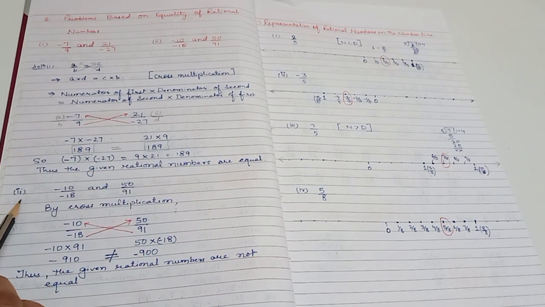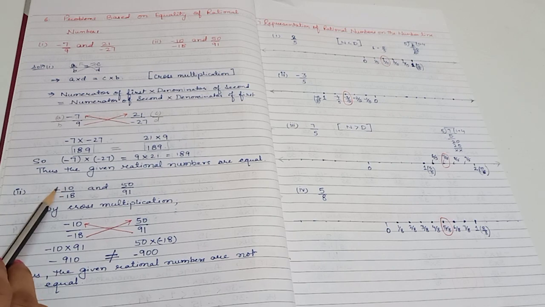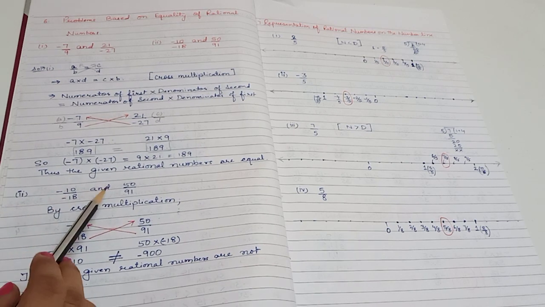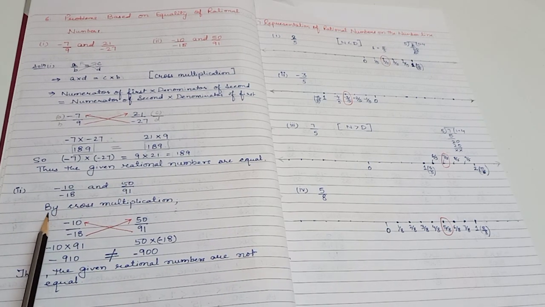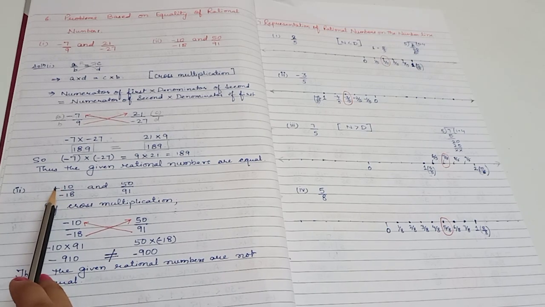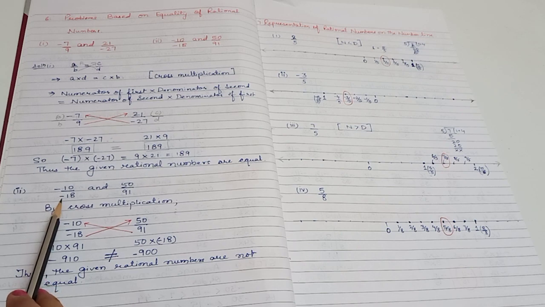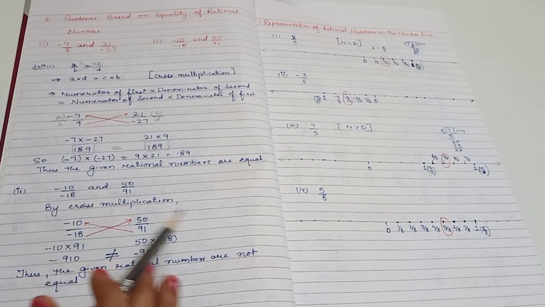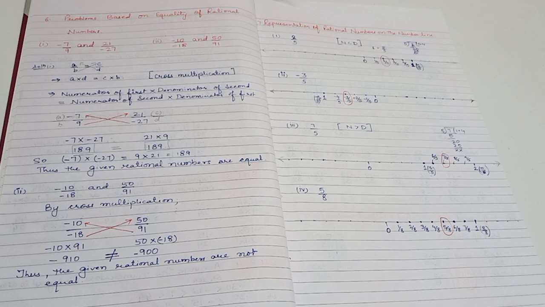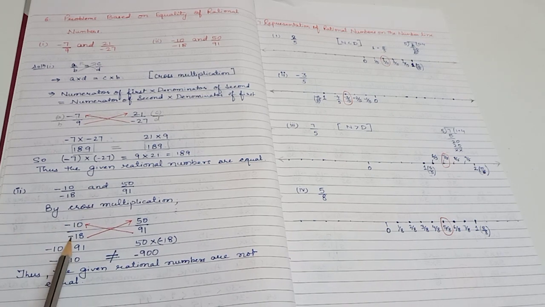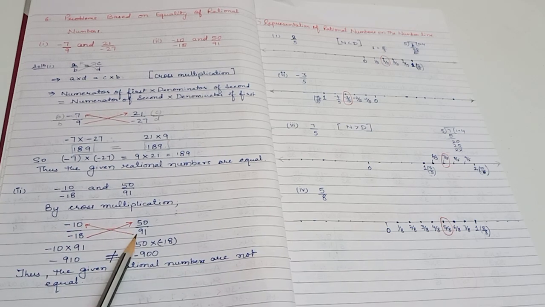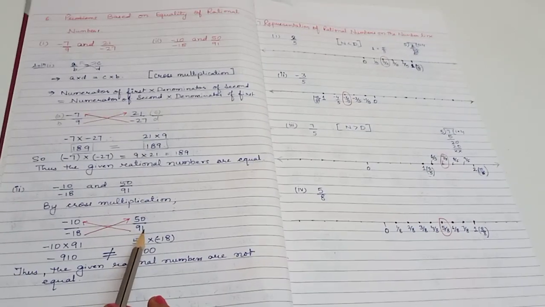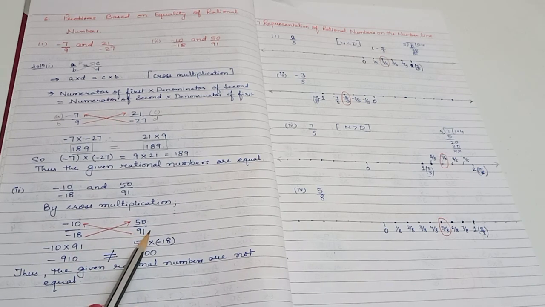Next, I have taken one more example. It is minus 10 by minus 18 and 50 by 91. So here also we can do cross multiplication. Here you can do one thing guys, you can cancel this minus minus and it can be a positive rational number. You can do it another way too. Even if you don't cancel it, you can leave the sign as it is. Now minus 10 will be multiplied with 91 and 50 will get multiplied with minus 18.